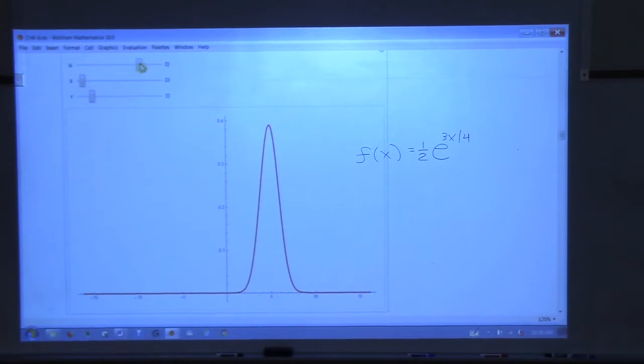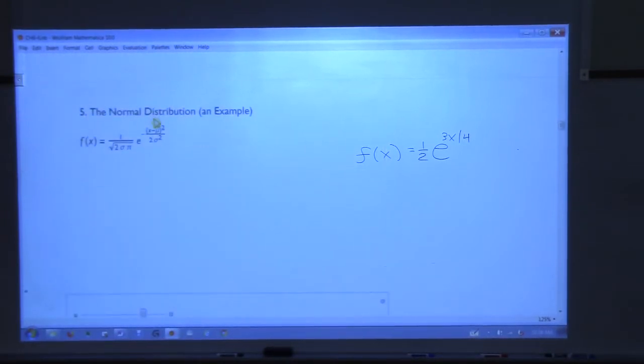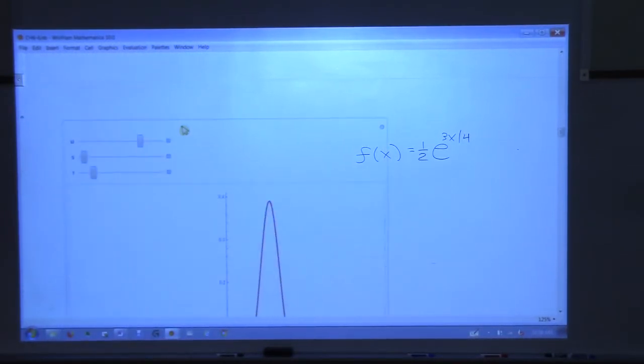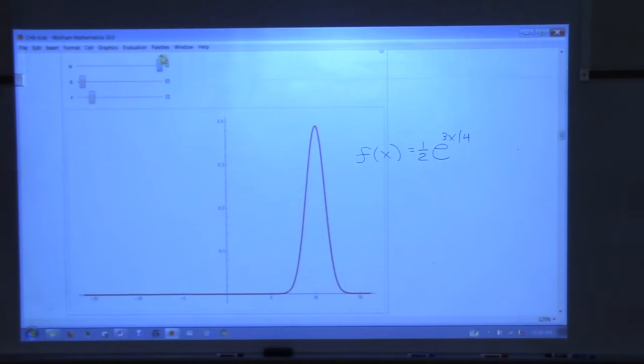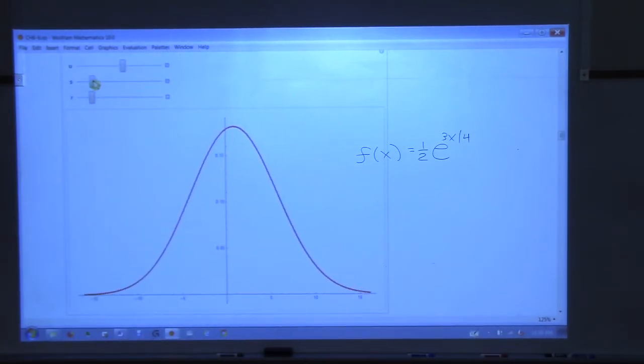So mu, in that formula up here, is the average, the mean of the population or the data. So you can change your mean, and then you can change your standard deviation, and it changes the shape of your bell curve. Here's what's important about this.